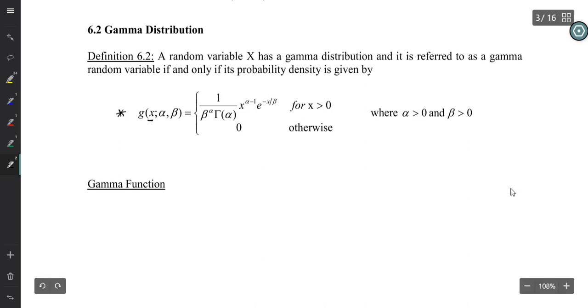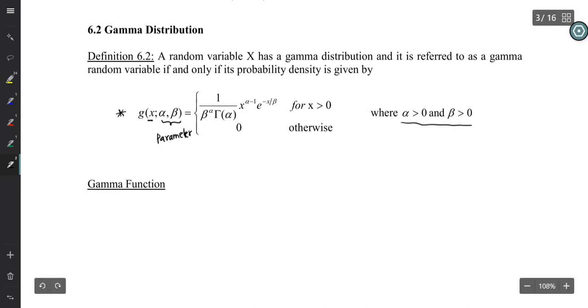So x is the random variable. You have a semicolon, alpha and beta. These are the two parameters. These parameters will define the shape and the location of the gamma random variable. Okay, so alpha and beta are called the shape parameter and the location parameter, and both of them are greater than 0.